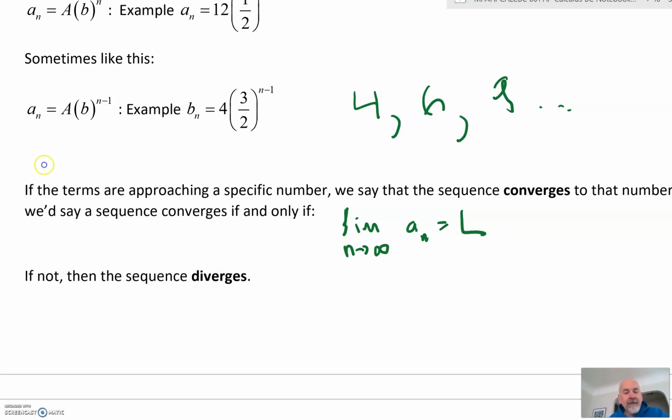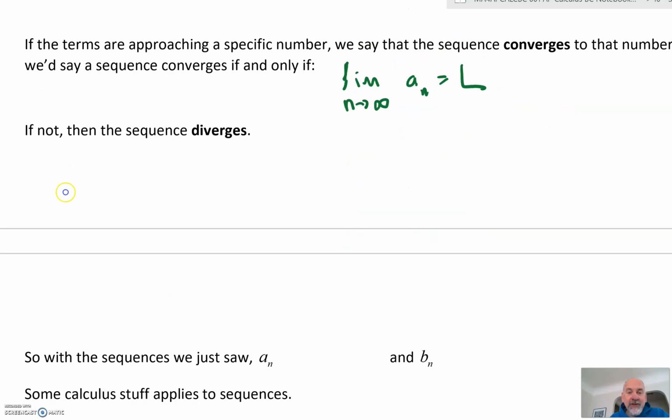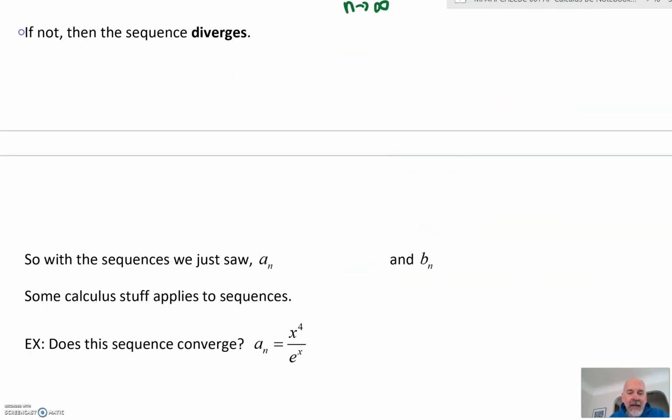If not, it diverges. So in the examples we just saw, looking at these two, an converges because we saw the terms getting smaller and smaller, and it would be half as big and half as big and half as big. And so it would converge to, sorry, getting my pen back.